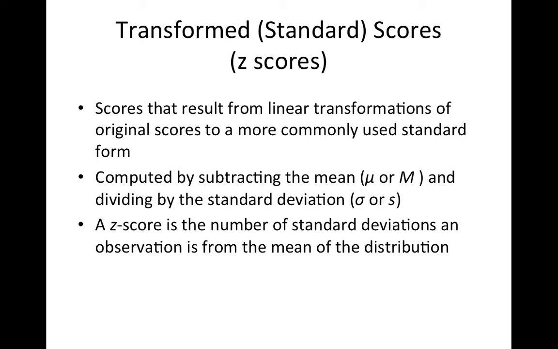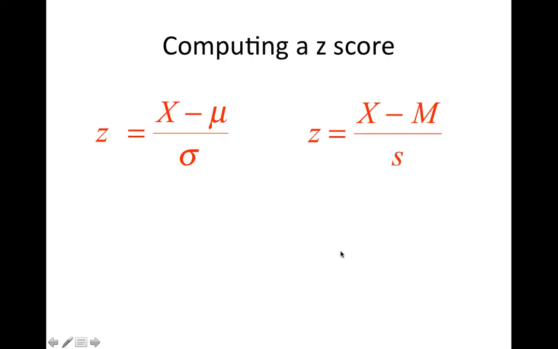These are scores that result from linear transformations of original scores to a more commonly used standard form. And it's computed by subtracting the mean from every score and dividing by the standard deviation. In other words, a z-score is the number of standard deviations an observation is from the mean of that distribution.